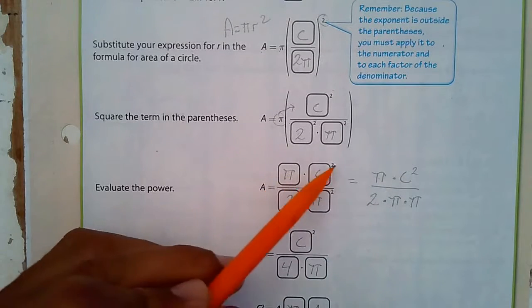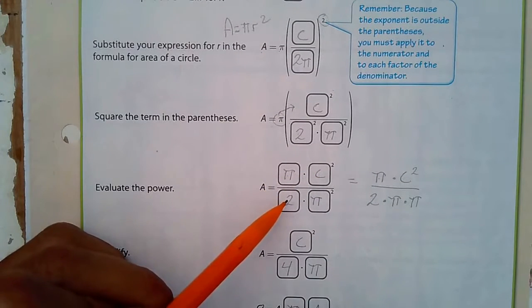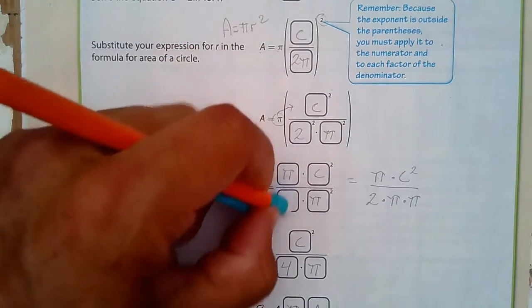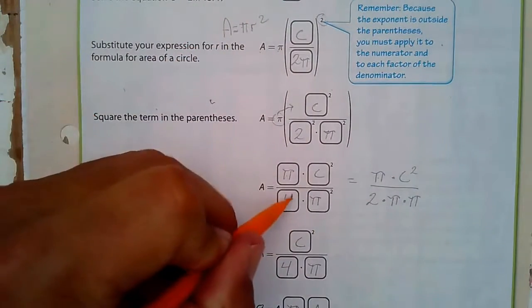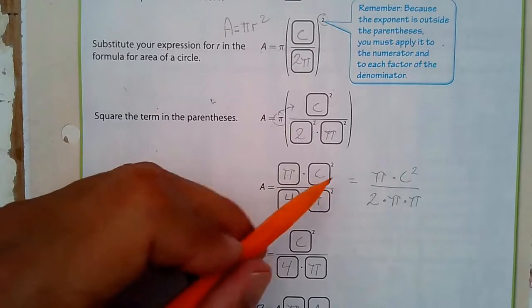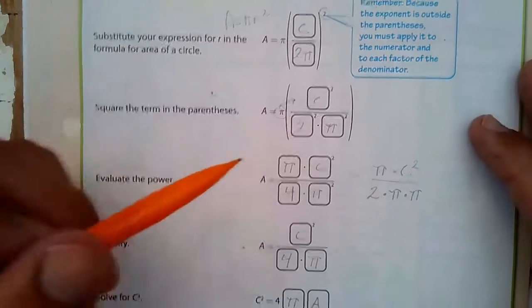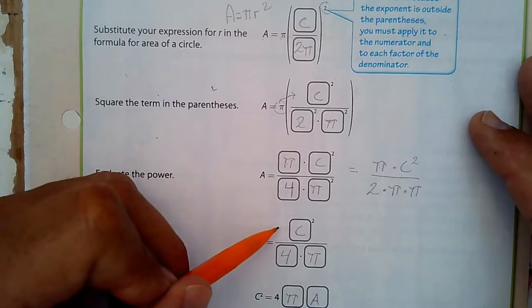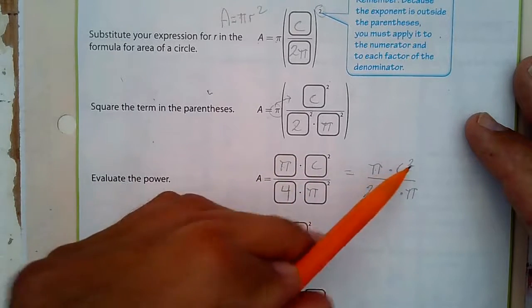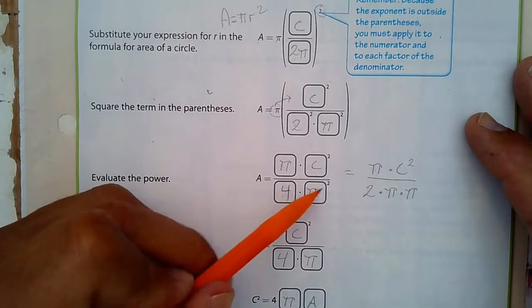Pi times c to the second. Oh, this is actually 4, because 2 to the second is 4 right here. 2 to the second means 2 times 2, which is 4, and then pi to the second. Okay, so we got all that. Now, what we have is this: pi times c to the second over 4 pi to the second.